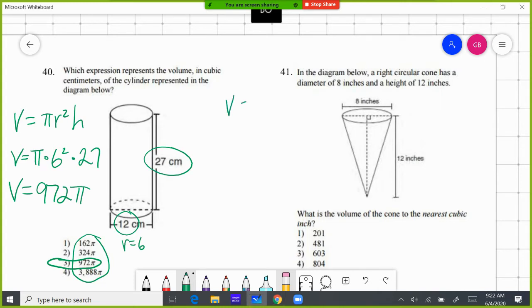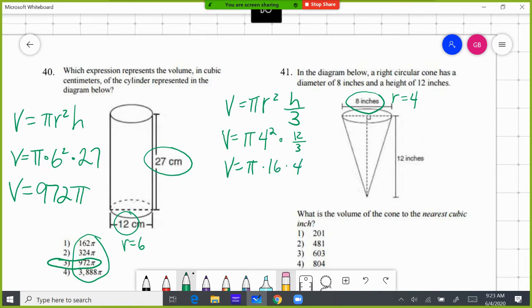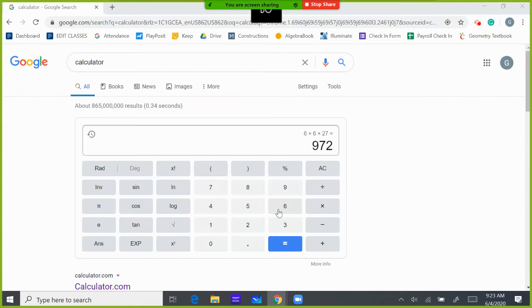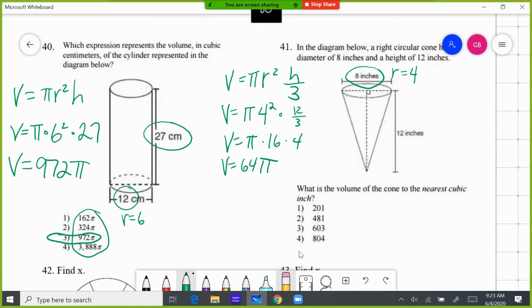So the volume of the cone is similar to the cylinder, but the height you need to divide by 3. Once again, you're given the diameter, so make sure you find the radius by dividing by 2. Height is 12 over 3. And 16 times 4 is 64. And then we actually need to multiply that out. So 64 pi, 201.06. So that'll be the first option.